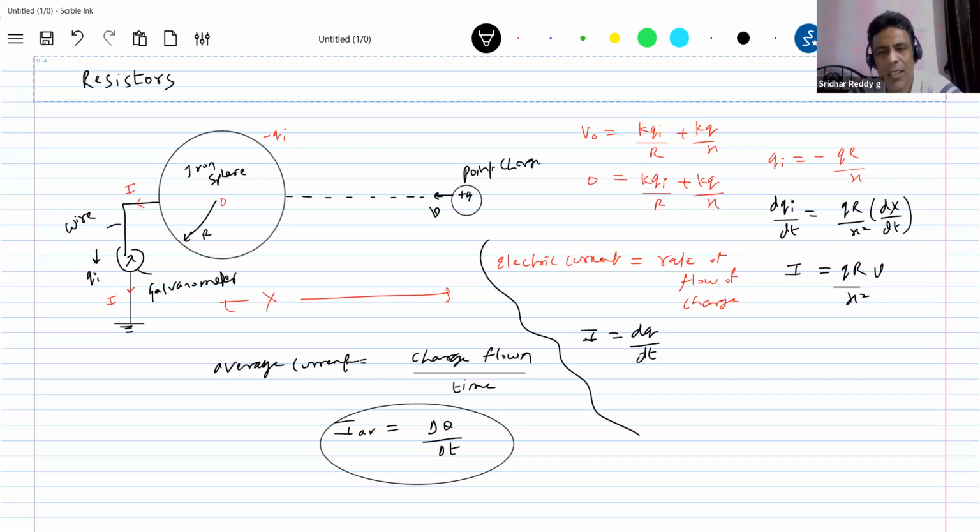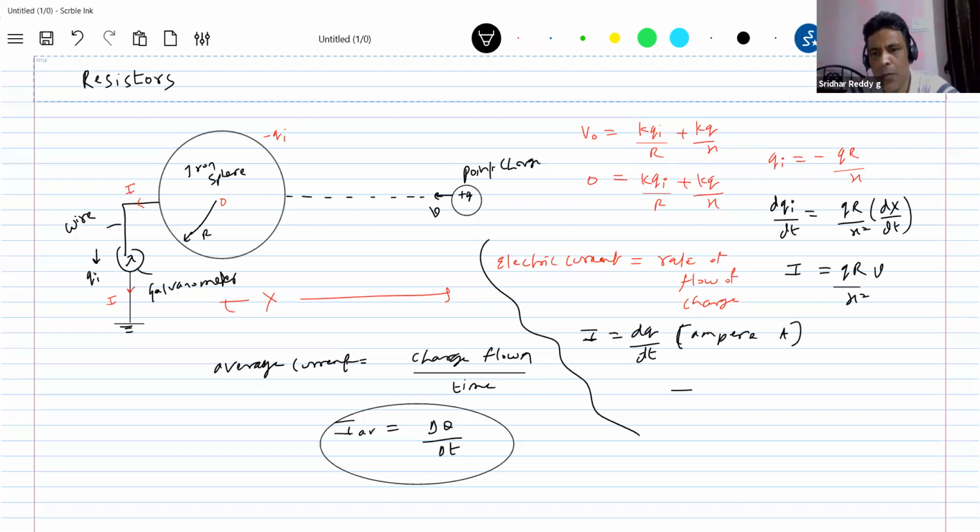Where will this current come from? Due to flow of charge through a wire, a current is said to be flowing. This is called electrical current. The unit for this is the ampere, symbol capital A. So we measure in terms of amperes.